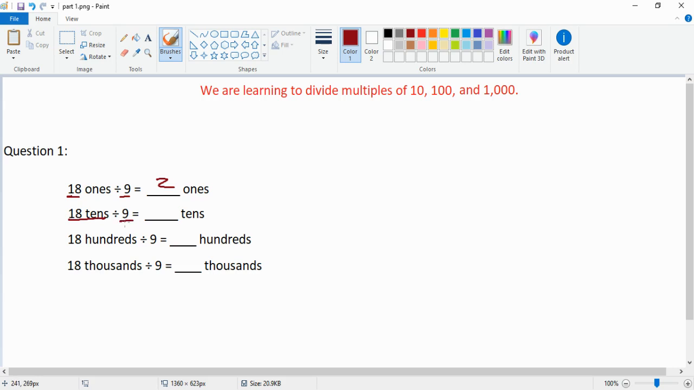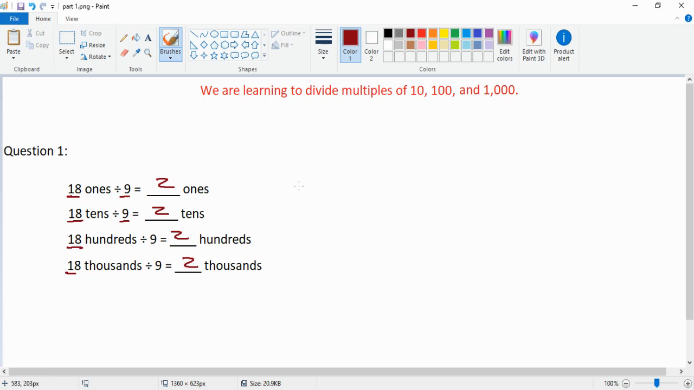18 tens divided by 9. 18 divided by 9 we said was 2. So 18 tens divided by 9 equals 2 tens. 18 hundreds divided by 9 equals how many hundreds? We said it was 2. 18 thousands divided by 9 equals how many thousands? It's 2.